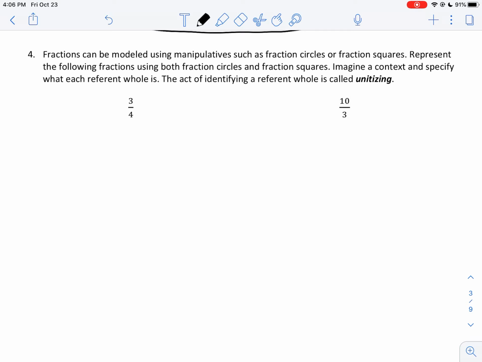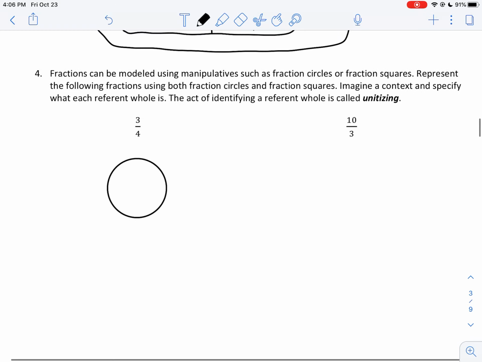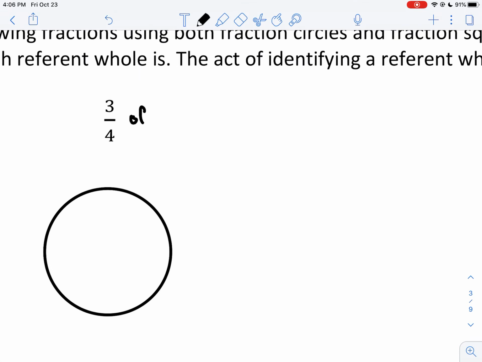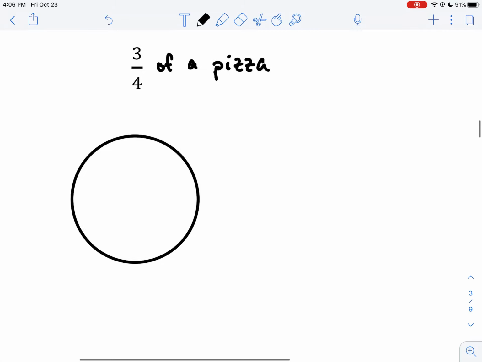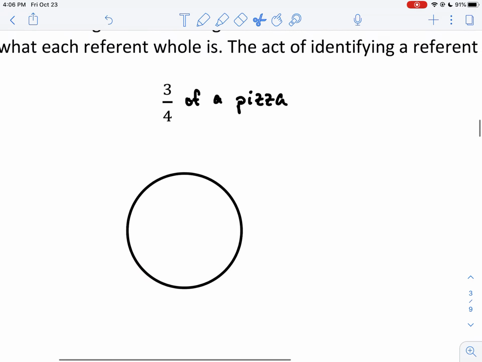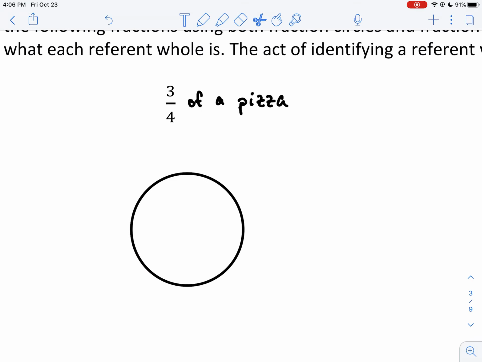Represent the following fractions using both fraction circles and fraction squares. So 3/4. Let's draw a whole circle and say this represents a whole. And it says invent a context. So what do you want this to be? A whole what? A whole pizza? So we're going to say we want to do 3/4 of a pizza. And I picked pizza simply because pizzas are round. And so the circle also represents a visual of what the pizza might look like.